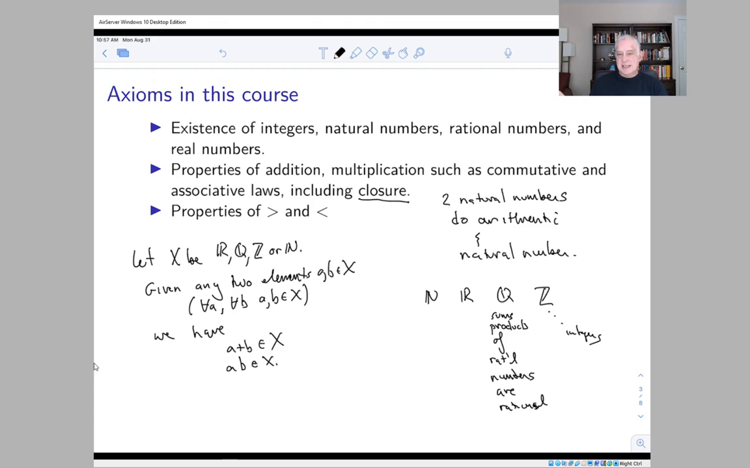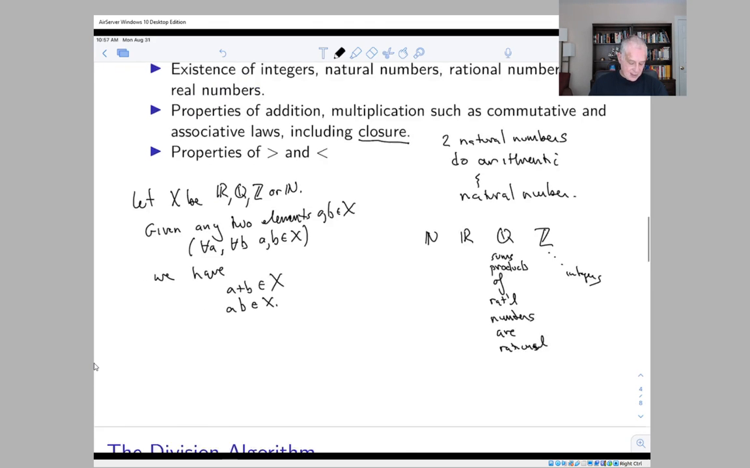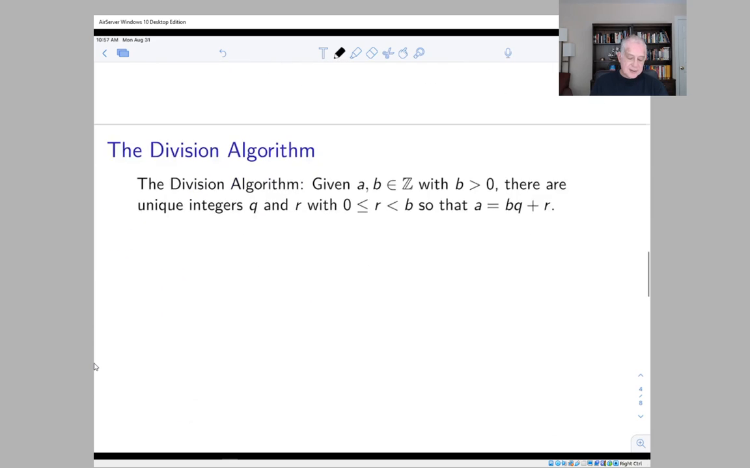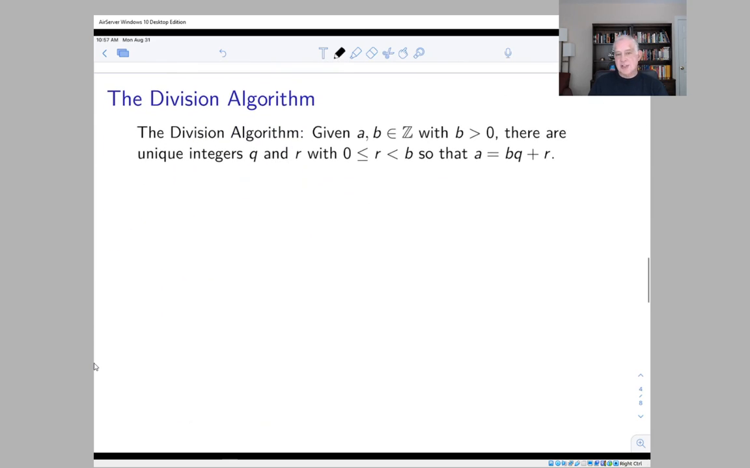So we assume these sets are ordered in the way that we usually think about it. Okay, there's a few other things that we take for granted which can be viewed as axioms, or the book treats them more as definitions, but they're things that we're going to take for granted as true and that you can use whenever you need them.